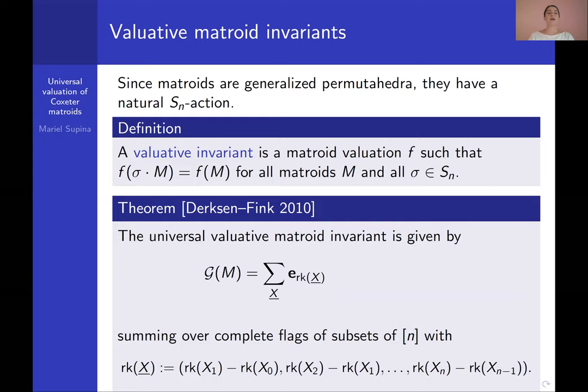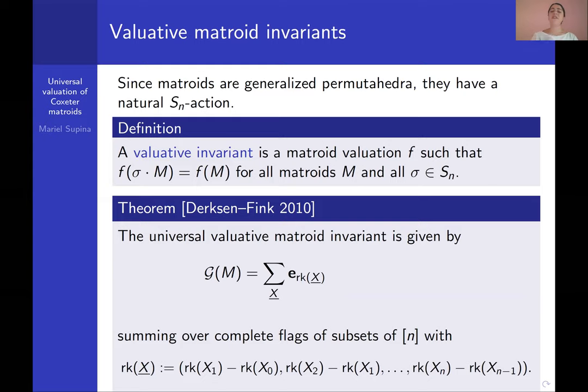So Derksen and Fink used this to describe the universal valuative matroid invariant in their paper, and they wrote it out this way, which is not the polytopal view. I'm going to talk about this for a second, and then I'll give the polytopal view, as I promised in the title of my talk. So how they defined the universal valuative matroid invariant was that it maps a matroid to the sum over all complete flags of subsets of n. And then for each flag, I get a rank sequence by taking the difference between the ranks of subsequent subsets in the flag. Now, I didn't define what the rank of a subset was yet. So if you know about rank functions of matroids, you should think of that. And if you don't know about that, then I'm about to give the polytopal view, so hopefully that will be a little better.